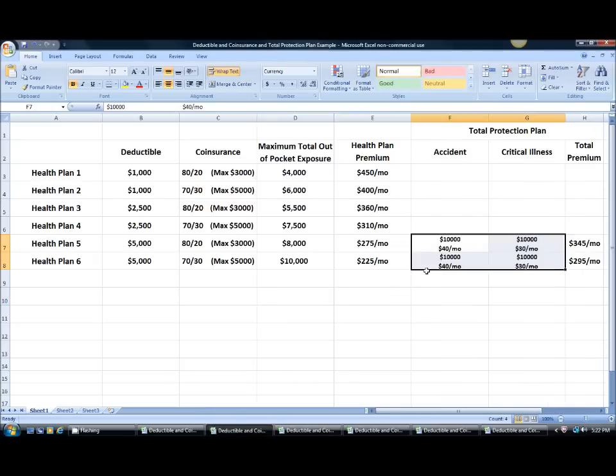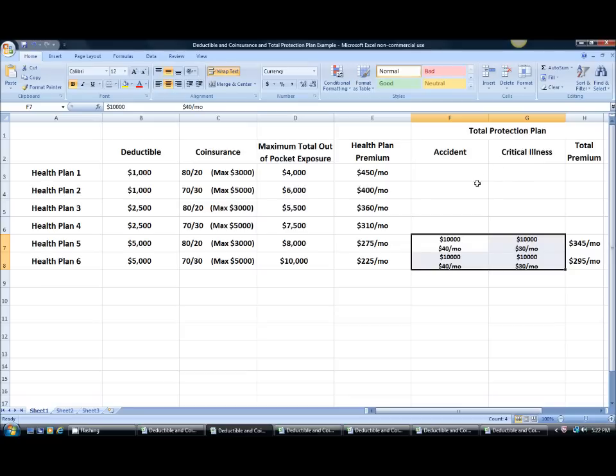Okay, so we're going to look at this one first. I went back to just the 1,000 through the 5,000 deductibles here. Okay, so right here, the total protection plan, what it consists of, it's supplemental coverage in the form of accident coverage and critical illness coverage.